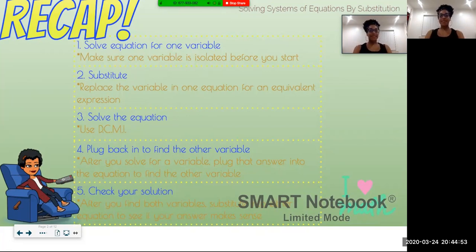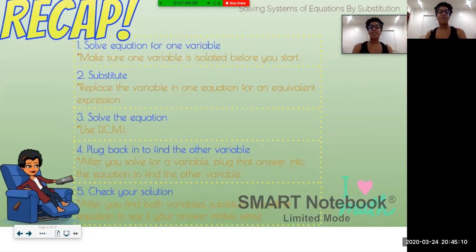All right. Step 4, plug the variable back in to find your next variable. So after you solve for a variable, right? Every time we solve a system of equations, we're solving for 2 variables. We're solving for x and we're solving for y, right? So let's say you solve for x first. Right after you get x, you're plugging that x right back into any of the equations so that you can figure out what y is.